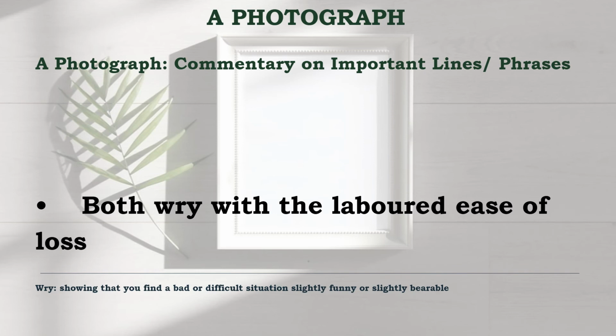Let's take up the next important line from the poem. The line is, "both thrive with the labored ease of loss." Now let's understand its deeper meaning. Change is the harsh and bitter truth of life. No one can hold or capture time. With the passage of time, everything gets distorted, and man is compelled to accept this loss with ease, however hard or painful it may be for him to accept it.